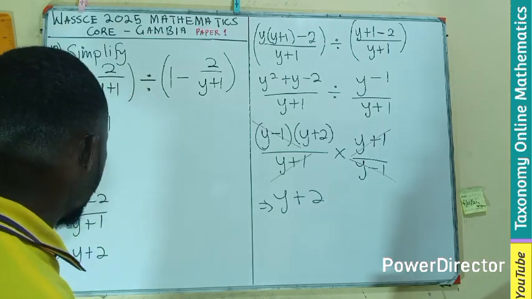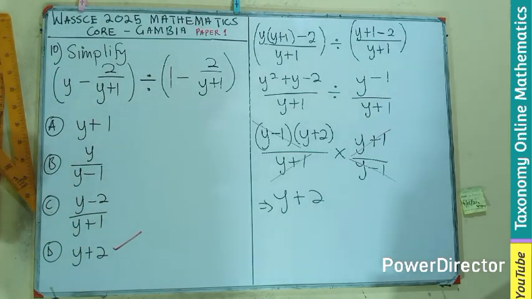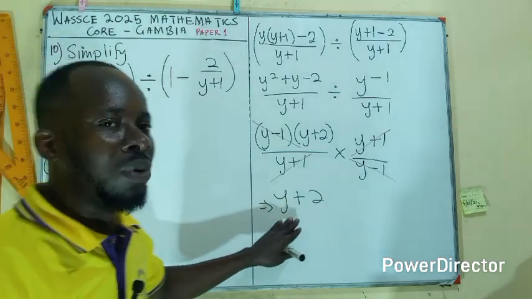And checking for the options, I can see that option D is exactly what we just calculated.